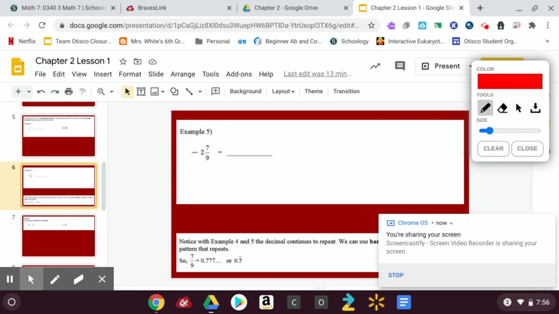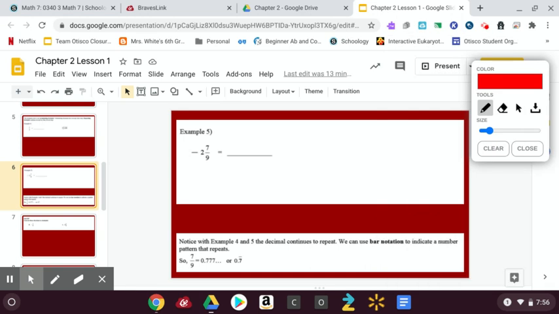I do want to do example 5 because I think it's really important to note the presence of a whole number. If you have a whole number in front of your fraction, that means you have some wholes and some parts. What will happen is you'll have -2 in front of the decimal, indicating how many wholes you have, and then you will only have to divide out the fraction.